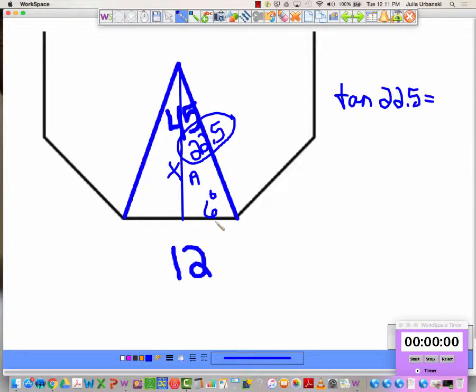Come backwards: 6. X over 6. Opposite over adjacent. 6 over x. Good. The opposite from this focus angle was the 6. The adjacent was the x. Okay, guys, what does it mean when the variable's on the bottom? Cross multiply. And then what do you end up doing when that variable's on the bottom? Divide. So watch my calculator if you don't have this down yet.